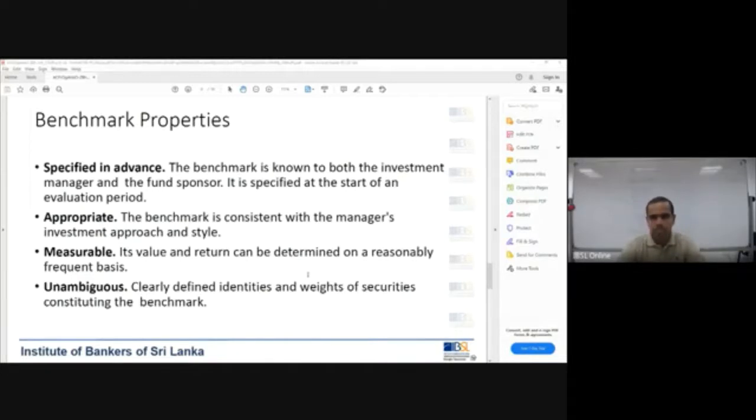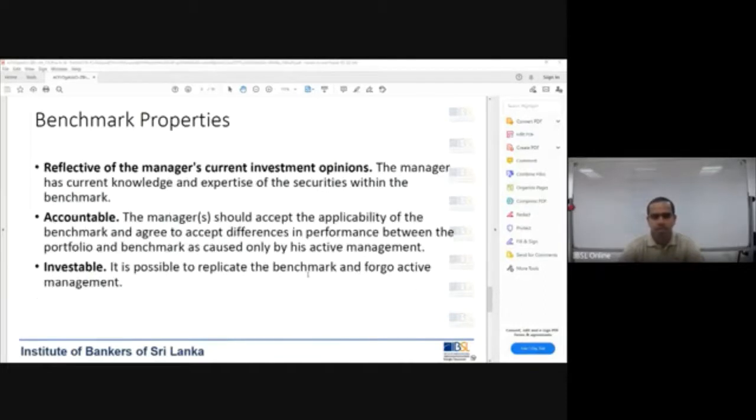Measurable. Its value and return can be determined on a reasonably frequent basis. Quantifiable, you have to be able to quantify your benchmark. Unambiguous, you should not have doubts about the benchmark. What is the benchmark exactly? Definitions, everything should be in place. There should not be any ambiguity, no room for any uncertainty. Then it should reflect the manager's current investment opinions. Right? It should have some semblance to the investment ideas, the strategies that he's going to adopt. The manager has current knowledge and expertise of securities within the benchmark.